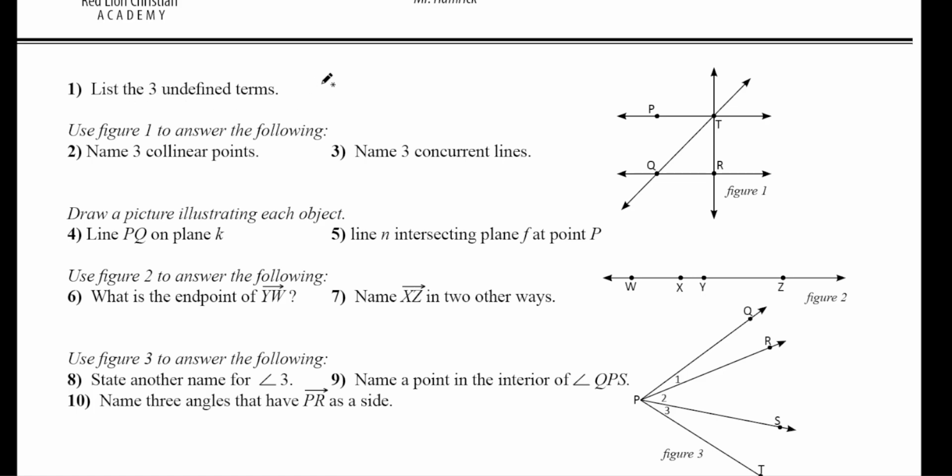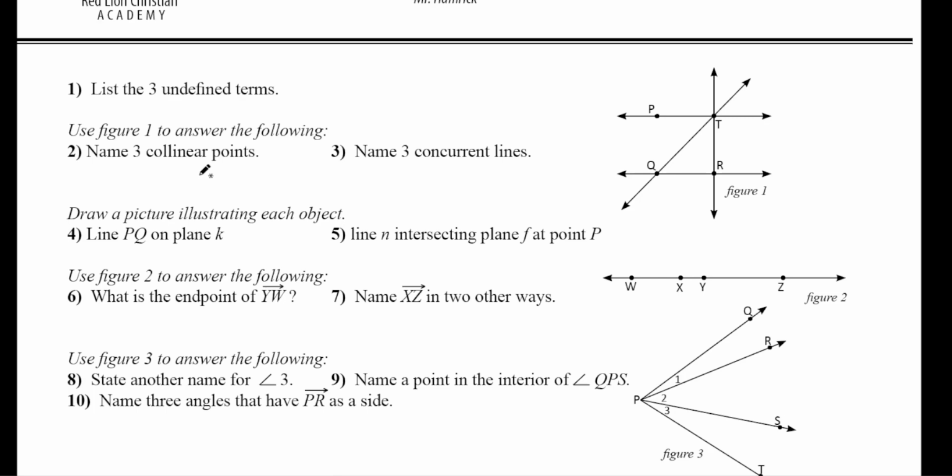3 undefined terms. I heard you guys talk about it earlier. What is it? Point, line, and plane. Okay, I'm not going to write it down. If you want to write it down, you can. So anything that's on the test is fair game for the midterm. Everybody got that? It doesn't mean that everything on all the old tests is going to be on the midterm, but it's a possibility.